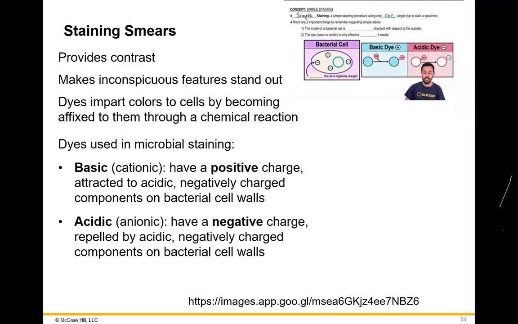So basic are cationic, or they have a positive charge. That positive charge is attracted to the negative charge of your cells. Just believe me when I tell you that they're negative for now until we get into the chemistry of things, okay? Cell surface is negative thanks to those phosphate groups on the outside of your membranes. So the positive is attracted, opposites attract. So it sticks to the surface of the cells. However, acidic, negative, they are repelled, just like South Pole to South Pole magnets. So it'll stay in the background, not the cells.